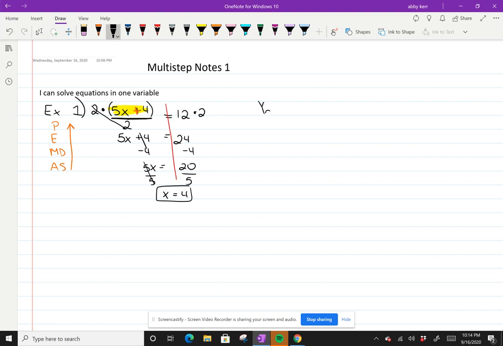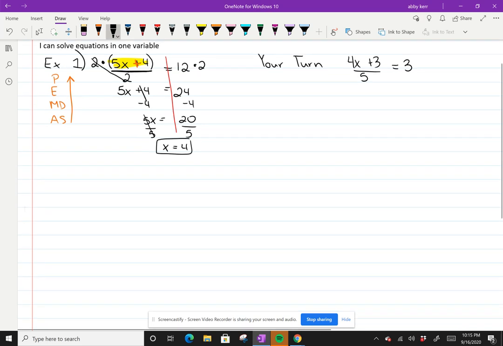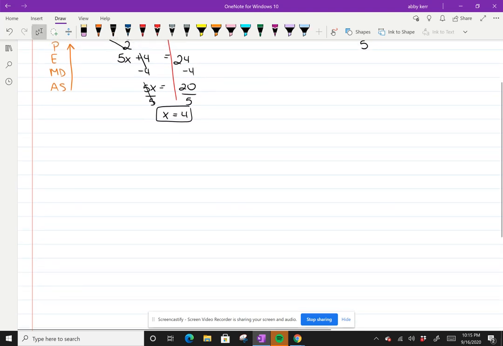Now for your turn, we're going to do the same thing as we did the other day. I'm going to ask you to pause so you can show your work. So it is 4x plus 3 all divided by 5 equals 3. So you can pause this video, try your turn, and then when you're done, you can resume and go on to example 2.